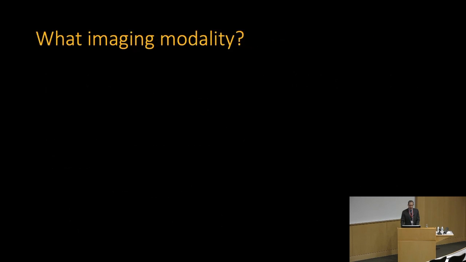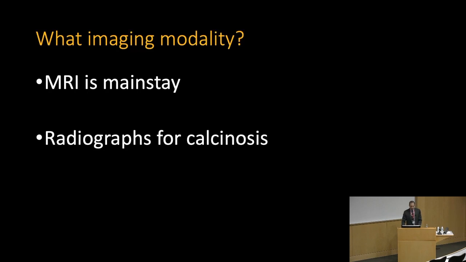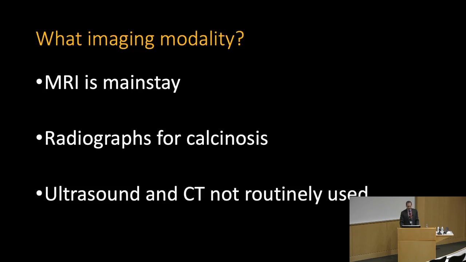So what imaging modalities? At Lurie Children's, MRI is the mainstay. It's a very powerful technique. Radiographs for calcinosis. Ultrasound and CT are not routinely used by us. People have mentioned CT for calcification. We don't typically do that at Lurie Children's. And calcification is easier to see on X-ray. Some people think MRI is better for everything, but MRI is mainly for the assessment of the edema, very sensitive for fluid.